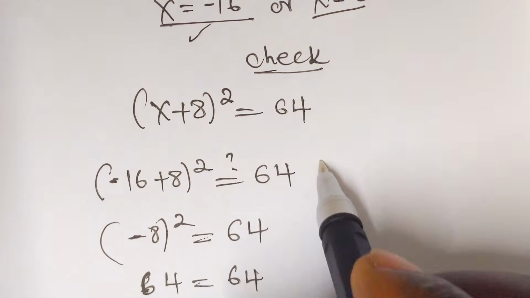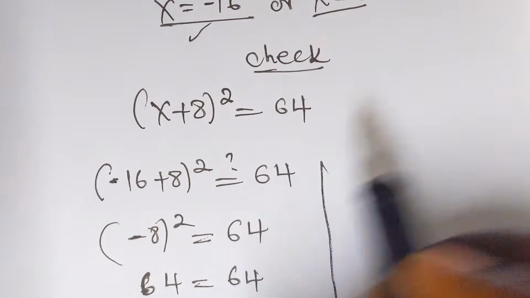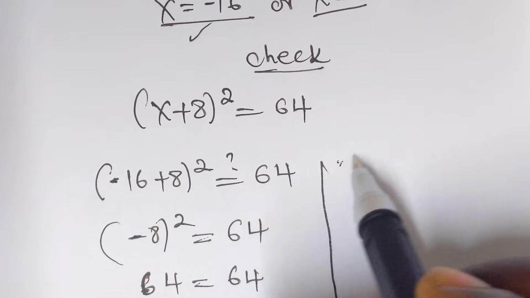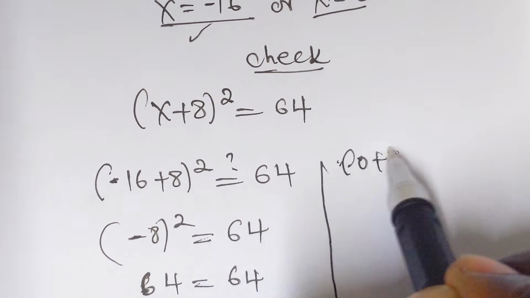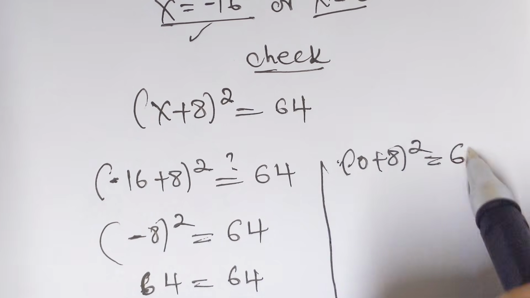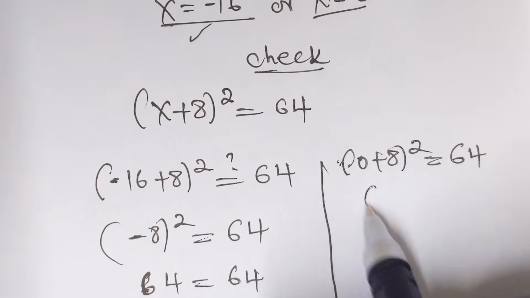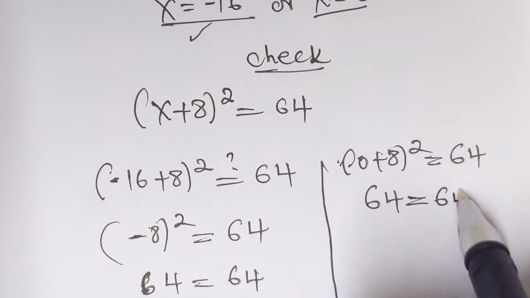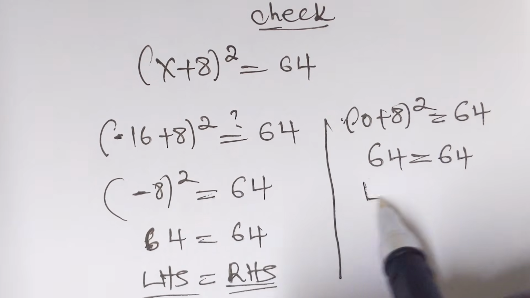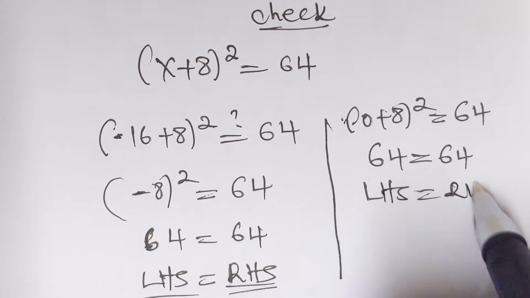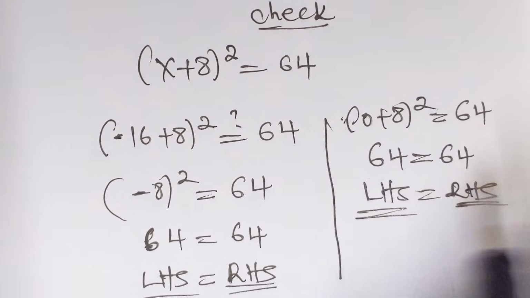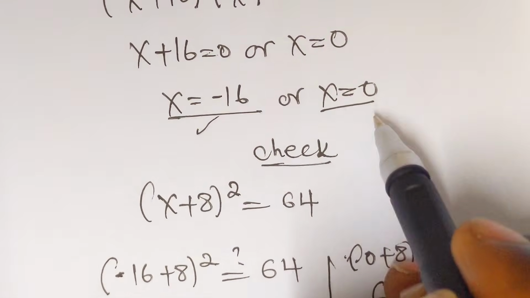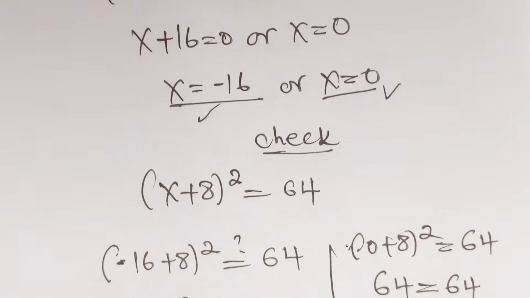What about 0? We have right here (0 + 8)² = 64, and 64 is equal to 64. Left hand side is equal to right hand side, to mean this value of course is correct.